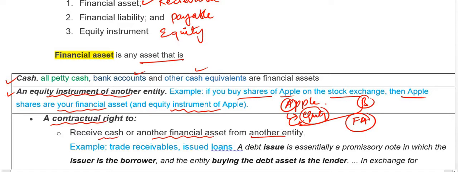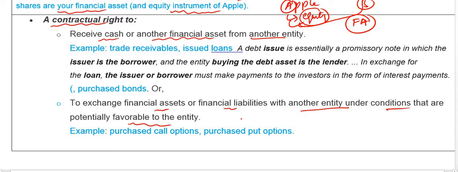What is a contractual right? A contractual right to receive cash or another financial asset from another entity means you have to receive cash or another financial asset. Like trade receivable is a financial asset.